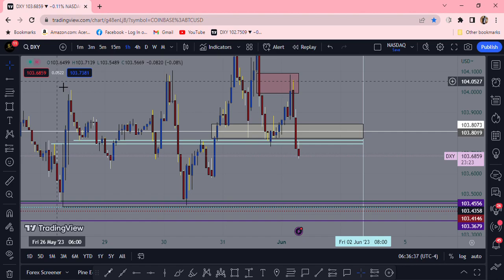Now, if I'm anticipating the dollar to go down, what does it mean? It means gold will buy, and USD JPY will sell. I mean Nasdaq, US 50, S&P 500 will all buy. So all indices buy. Keep that in mind, guys.